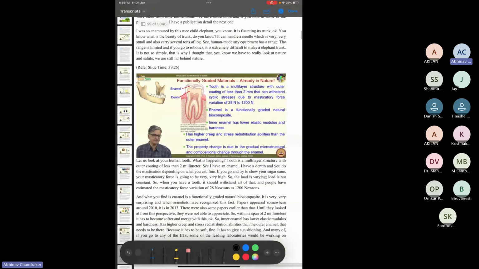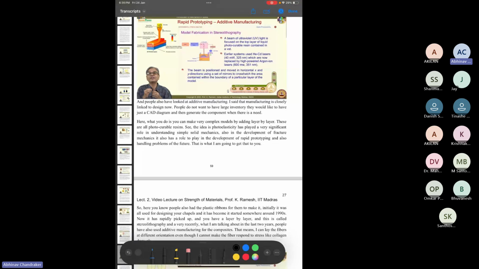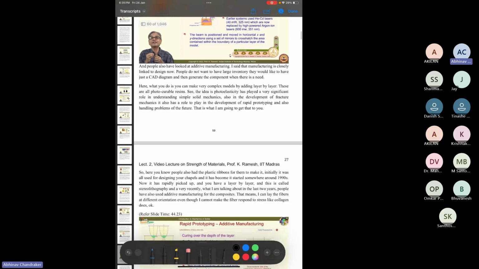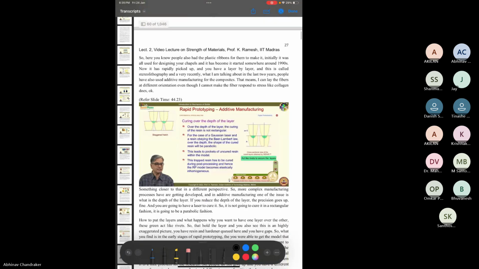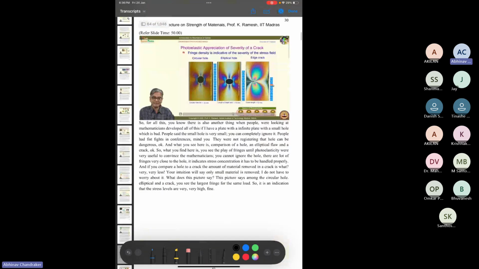Sir has told about how by using fiber reinforced composites or FGM, so these are not isotropic materials, these are not homogeneous, using them can help you get much improved properties in your real life scenario. And sir's work has been majorly on using photoelasticity for comparing it to FE analysis, and he uses additive manufacturing to develop those photoelastic materials. This I had already explained.